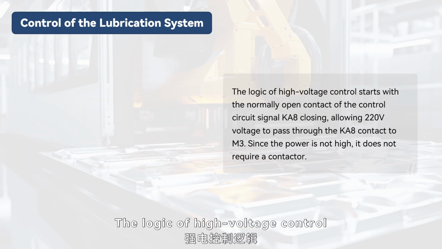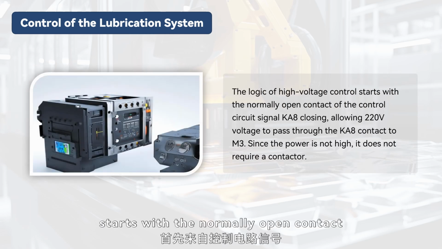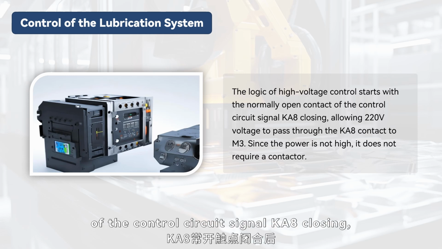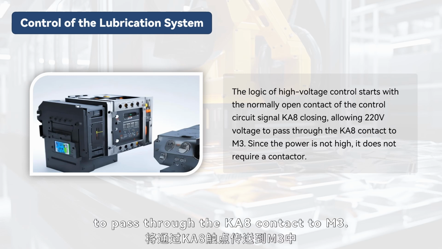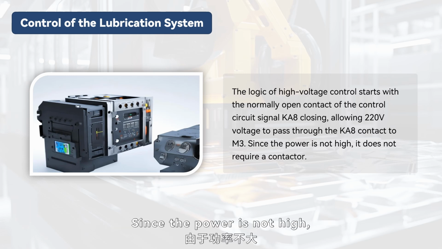The logic of high-voltage control starts with the normally open contact of the control circuit signal KA8 closing, allowing 220 volts voltage to pass through the KA8 contact to M3. Since the power is not high, it does not require a contactor.